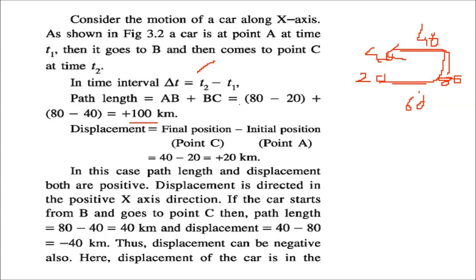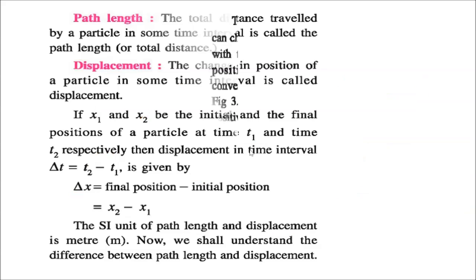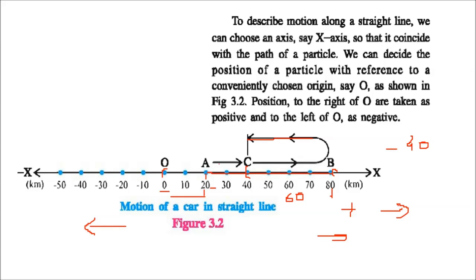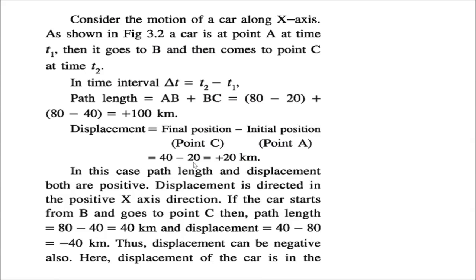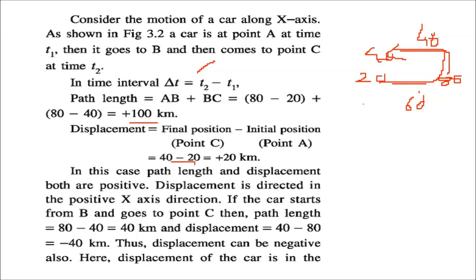But what is the displacement? I'll take you again to the diagram, because displacement has to be understood. It started from A and then came back to C. So ultimately from A it started, and after moving somewhere it came back to C. So this is the only displacement. So 40 minus 20, that is 20 kilometer displacement. So I hope you have got the idea of distance and displacement. So path length and displacement in this case are both positive.